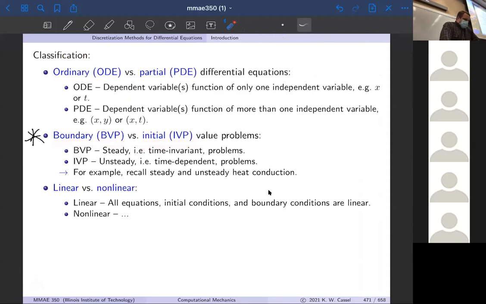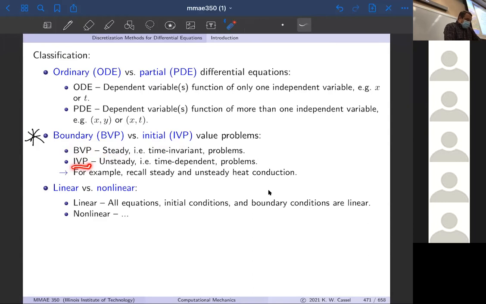So what this means is, if you have a boundary value problem, then what's important is what's happening at the boundaries. So you have boundaries to your domain, and you have boundary conditions at every point on the domain. So what's the temperature on the boundary? What's the velocity on the boundary, and so forth? So those correspond to steady, so time invariant problems, problems that do not depend on time. They're not changing with time. The answer is the answer.